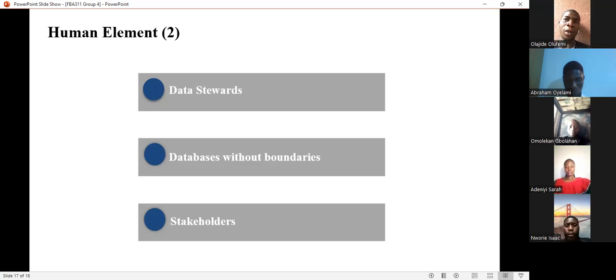Like, we have large numbers of customers and suppliers that want to use data and information. These data stewards are the ones that put them through and tell them how data is being defined. And this is database without boundaries. Database is so enormous to a particular extent. We talk about how they are put on different servers for people to be able to access information. They will have stakeholders of this information management.